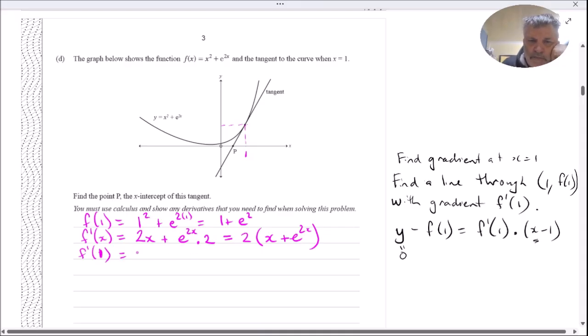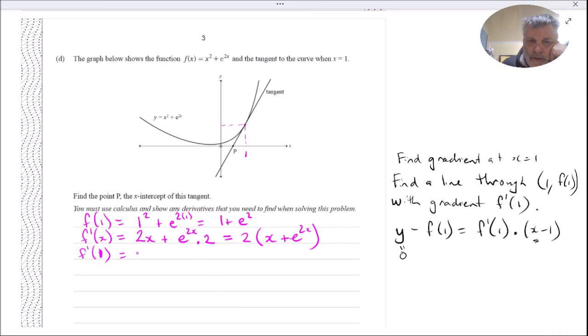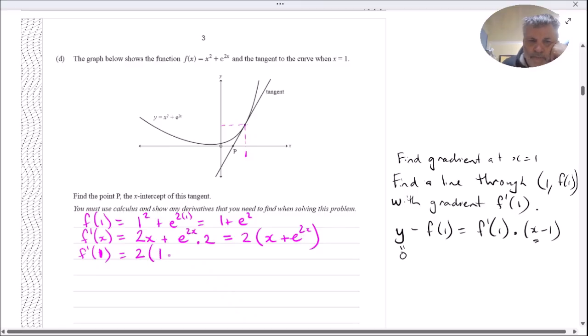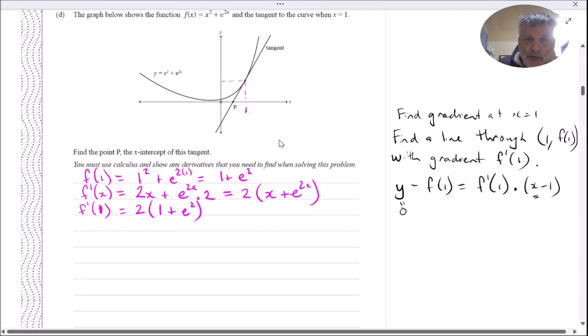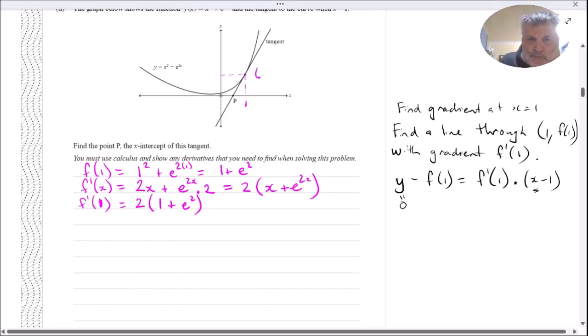So we get 2 times 1 plus e squared. We're just putting 1 in here, so we get 1 here, e to the power of 2, e squared. That's done. And now we want an equation of a line that goes through this point here, which is 1 and 1 plus e squared, and it's got this gradient.